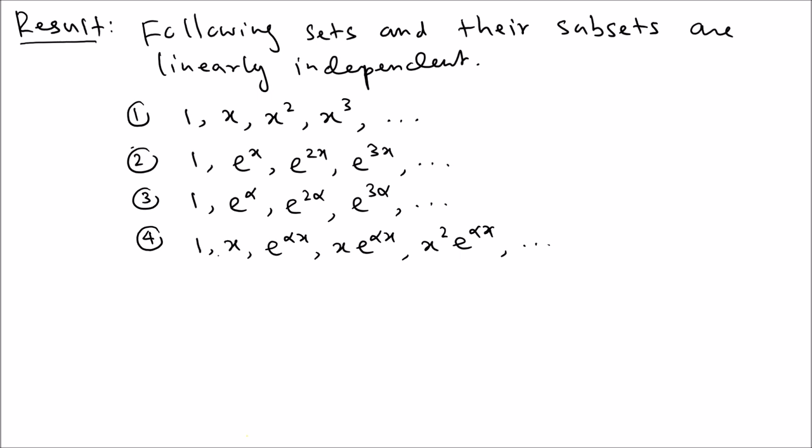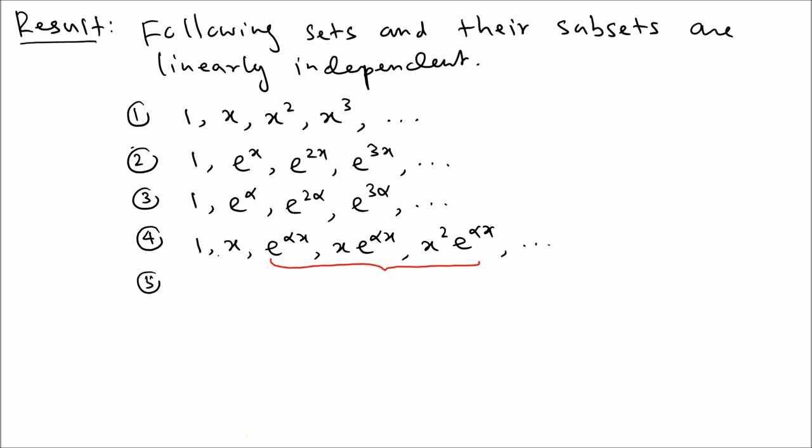That means, for example, you can start with e^(alpha x), x e^(alpha x). That's a common one. We need this later when we talk about repeated roots. So e^(alpha x), and when you multiply by x, it's linearly independent. When you multiply by another x, still linearly independent. This is very useful.